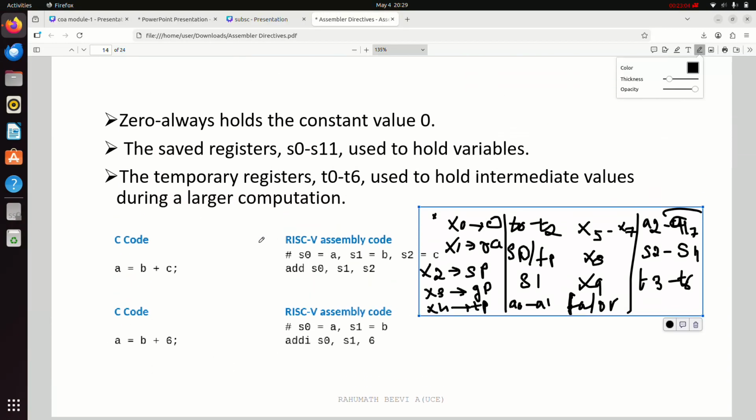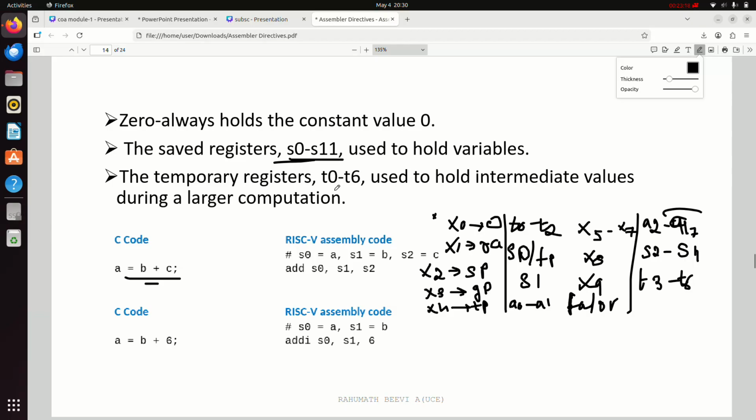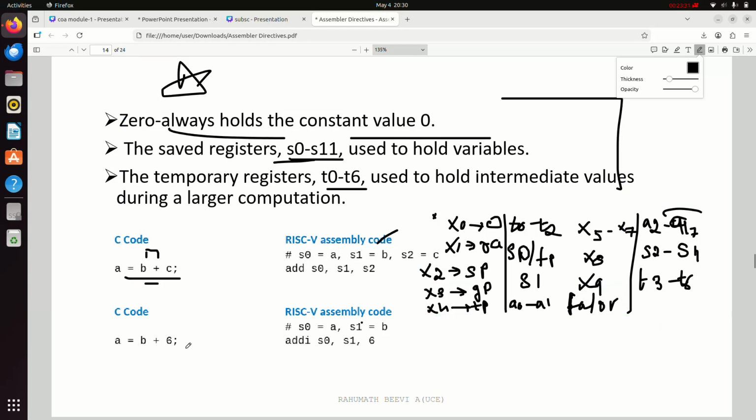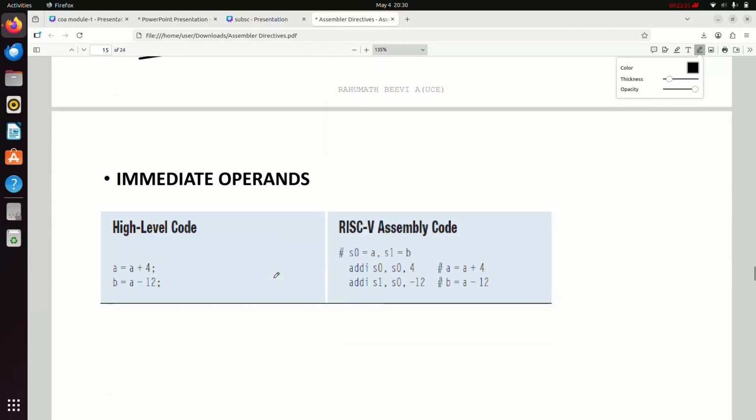Fine. So I told you that x0 always holds what? The constant value. Okay. So here in this code, the saved registers s0 to s11 and t0 to t6 are the temporary registers, and x0 holds zero. These are some things that you have to note here. Now if you see this, add b plus c. So b and c are some saved registers, so I have added that value here.